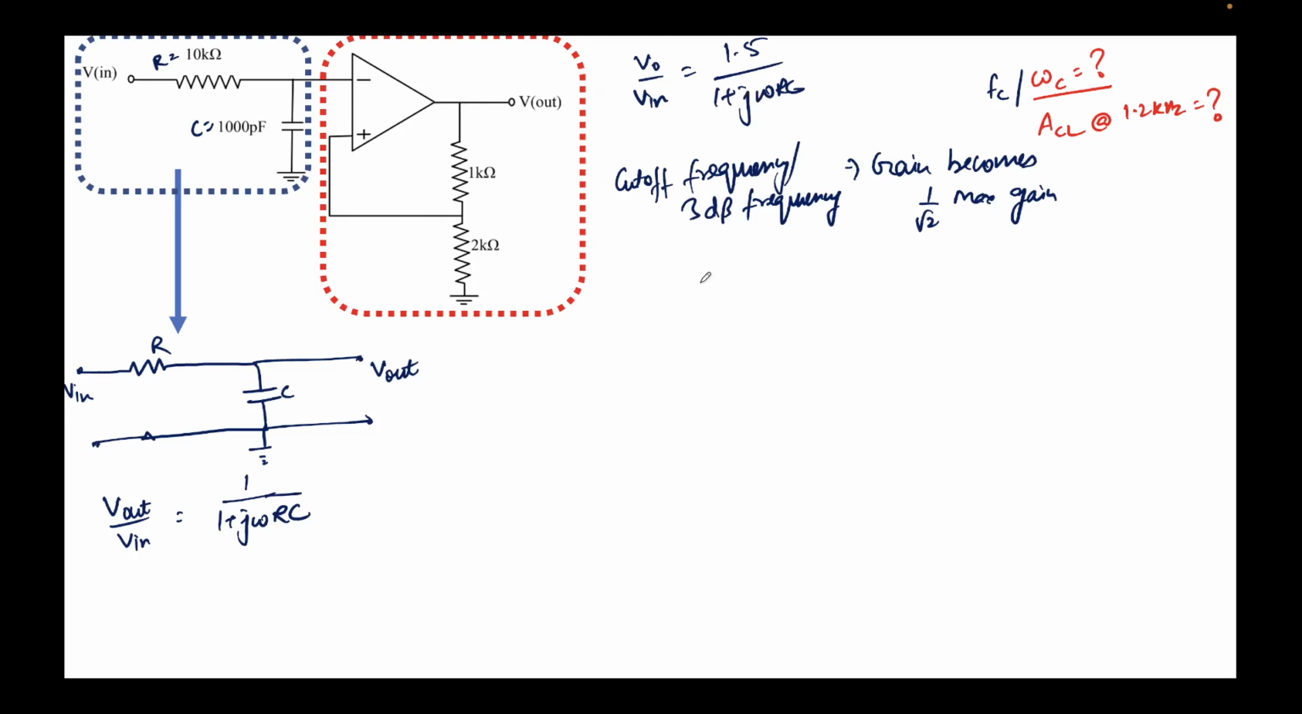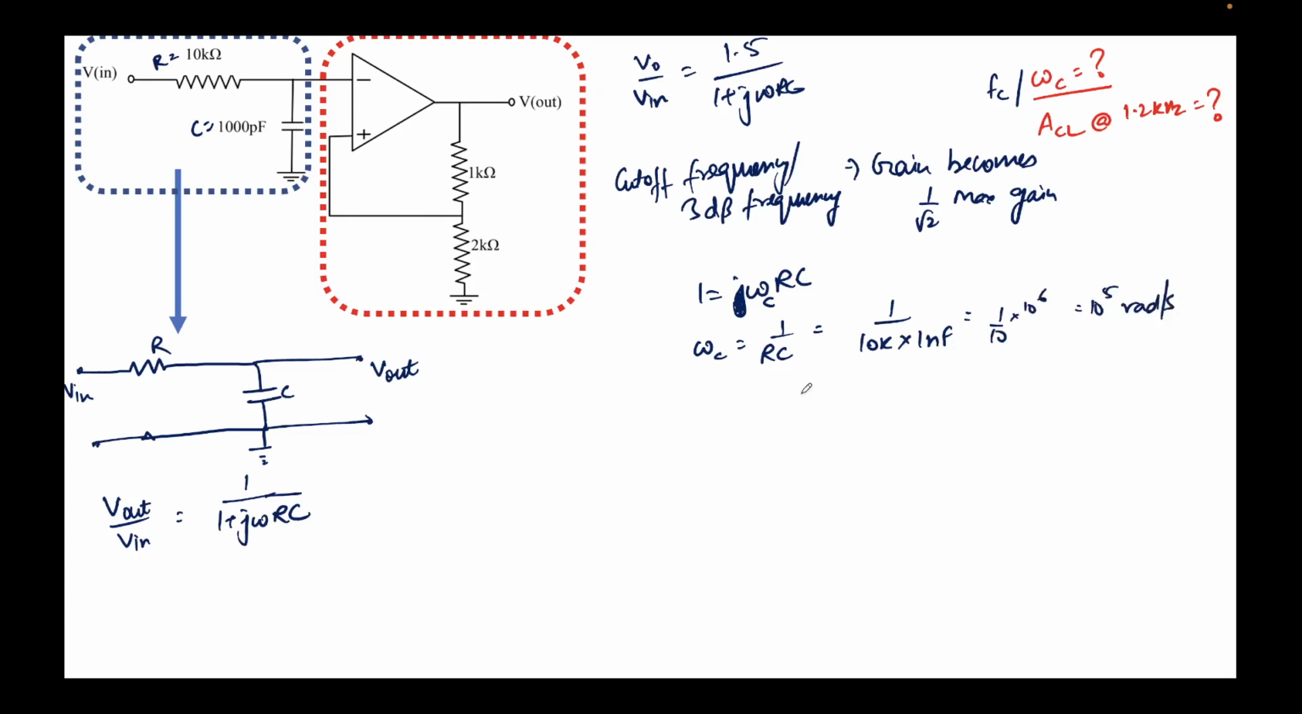So I can write 1 equal to j omega RC. This is at omega C, so the j will not be there because we are equating just the real and imaginary part. So 1 equal to omega C RC. So omega C will be equal to 1 over RC. Now I can simply plug in the values of R and C. This is 10K and C is 1 nanofarad, so that is 10 to the power 5 radians per second.